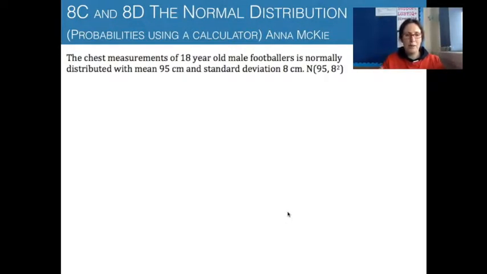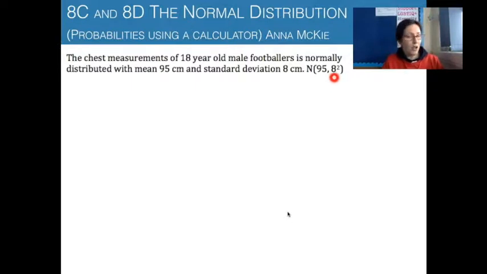Here's our example, lots of parts here. The chest measurements of 18-year-old male footballers is normally distributed with mean 95 centimetres and standard deviation of 8 centimetres. So we're talking about the chest measurement front to back. Here's another way of displaying distribution. The N tells us it's a normal distribution as opposed to binomial. And in terms of the two numbers written here, the first number that is written is the mean, and the second one is the standard deviation.